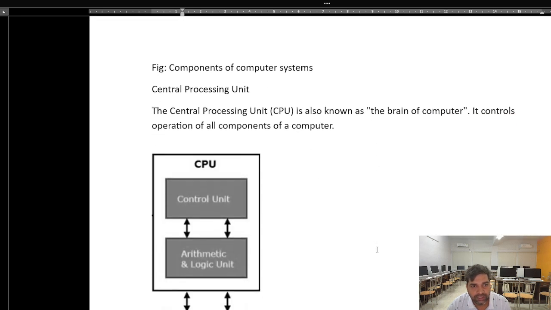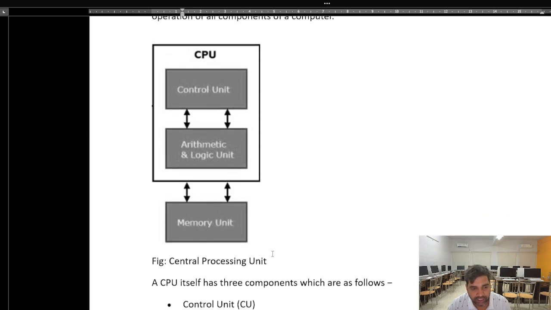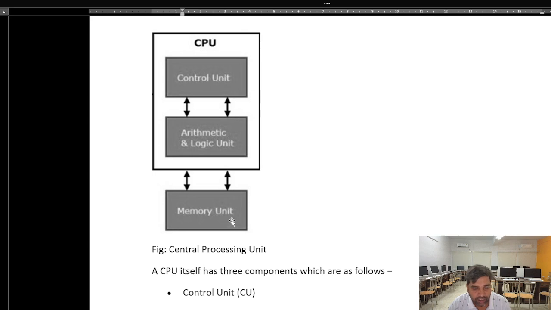Now see the CPU in detail. The CPU, this central processing unit, is also called the brain of the computer, students. It controls the operation of all the components of a computer. Means it does the arithmetic and logical operations, it accesses the data from the memory, and also stores the data in the memory.